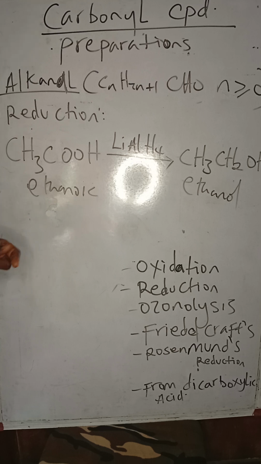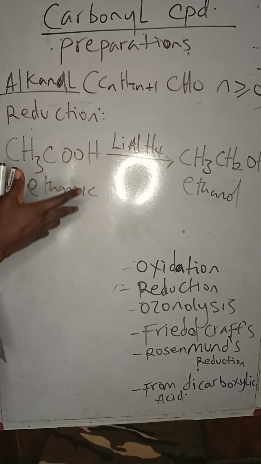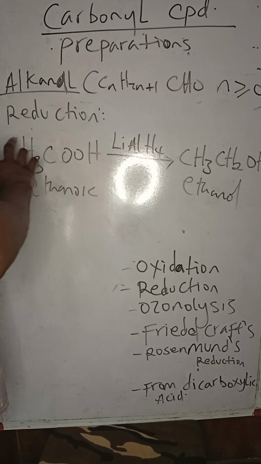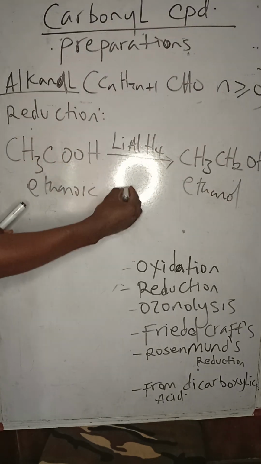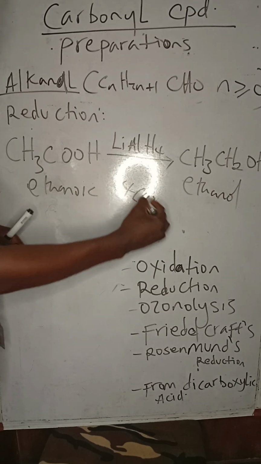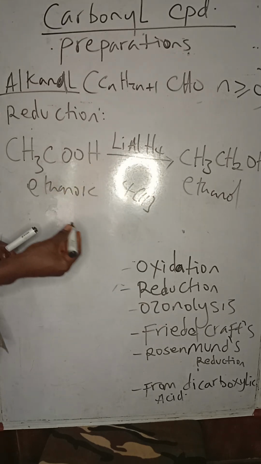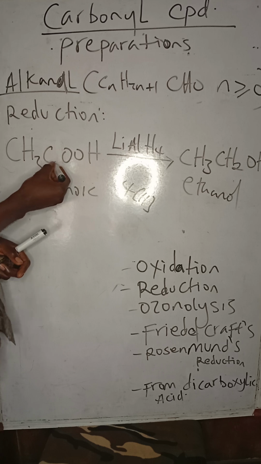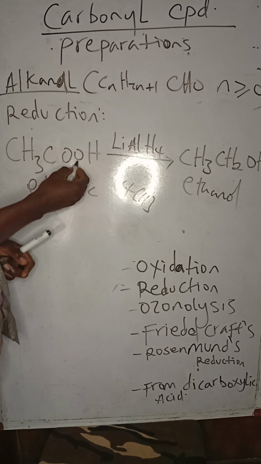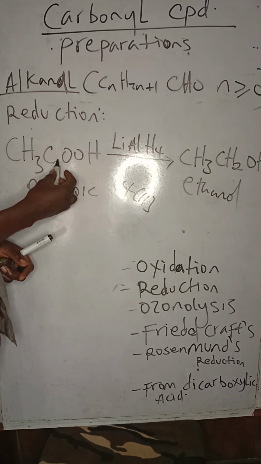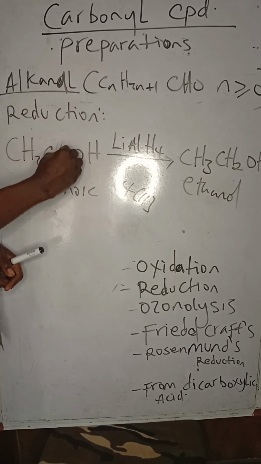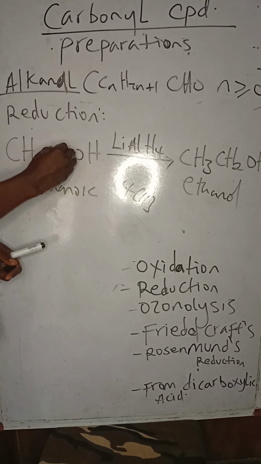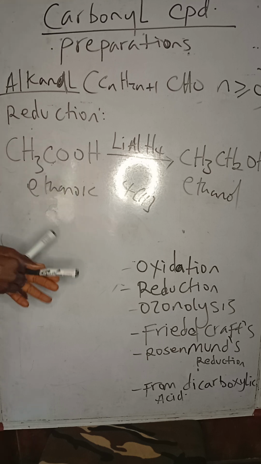I don't normally talk about the mechanism in this kind of tutorial, because talking about the mechanism of this reaction would take a whole video by itself. But basically, reduction is normally the addition of hydrogen. So I added 2 hydrogen and removed 1 oxygen. So what I did is remove this oxygen and add 2 hydrogen. That's how it is reduced.